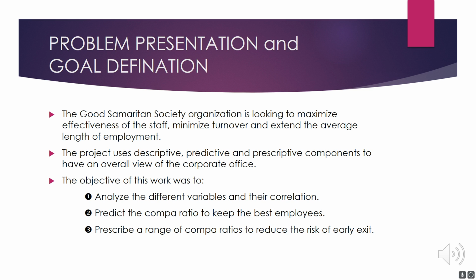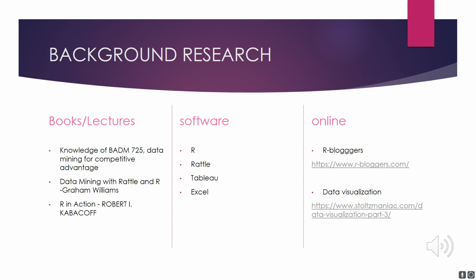The goal of the work that we were asked to do around Compa ratio is to maximize the effectiveness of staff, minimize turnover, and extend the average length of employment by utilizing the Compa ratio in relation to the other variables that we had access to. So the objective of our work was to analyze those different variables and their correlation, predict the Compa ratio that will keep the best employees the longest, and prescribe that range of Compa ratio to reduce the risk of early exit. The background research that we conducted for this particular analysis is outlined in our final analysis.